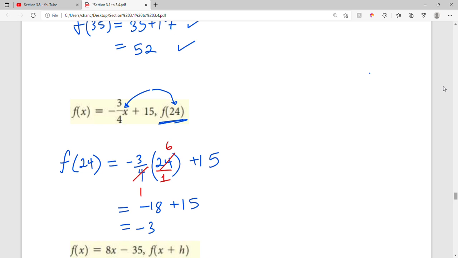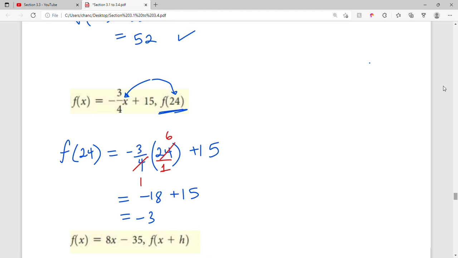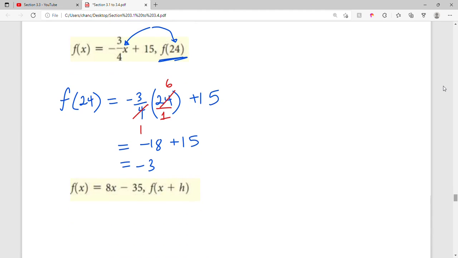Notice on the left side we write f of 24 only once, and then we have equal signs until we reach the end. We don't need to copy f of 24 3 times. Just write it once. It's not necessary to copy it over and over.